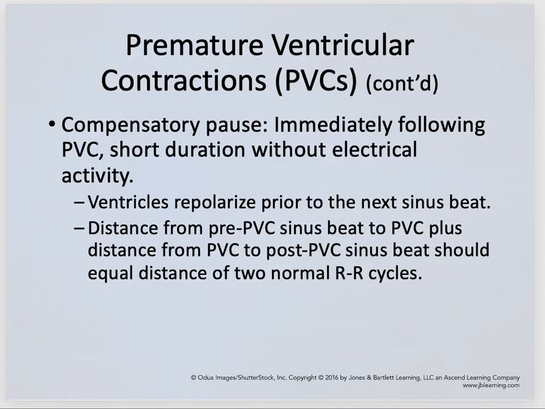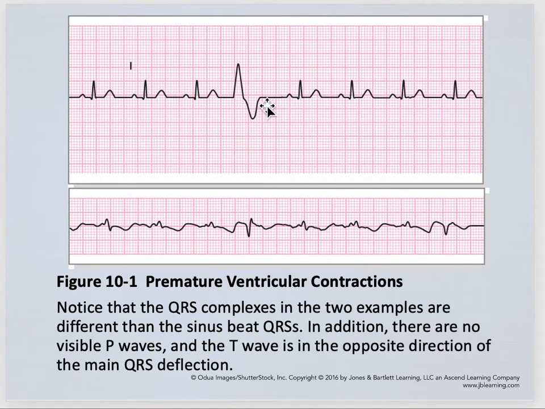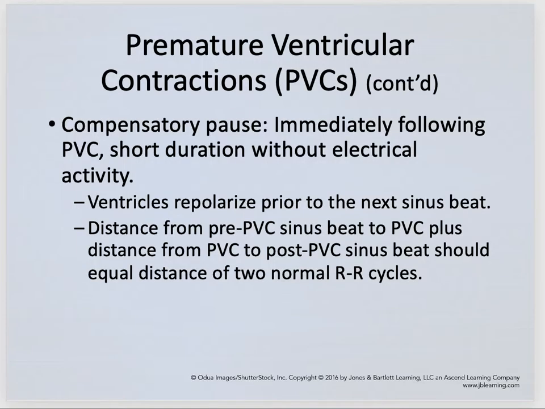So compensatory pause is what happens right after. Let me show you that pause. That long pause, that flat line is what we call the compensatory pause. Short duration, no electrical activity. So the ventricles repolarize prior to the next sinus beat. So on that photo, I showed you sinus rhythm, PVC, pause, and it went back to a nice, really regular sinus rhythm. So the distance from the pre-PVC sinus beat to the PVC plus the distance from the PVC to the post-PVC sinus beat is usually going to be equal distance of two normal R to R cycles.